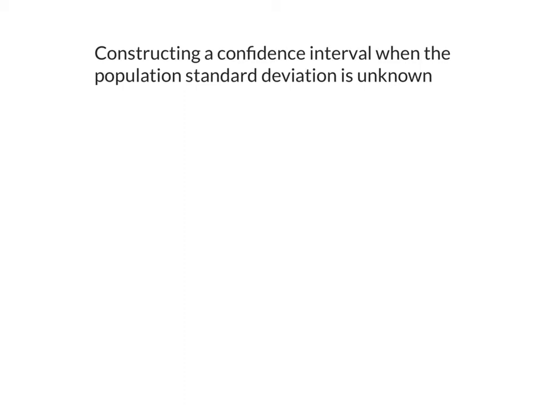So because of that, we're going to use an alternate distribution, and it's called the t-distribution. We have to use that because we do not know the population standard deviation. So once again, if you do not know the population standard deviation, we can't use a z-score. We have to use a t-distribution.